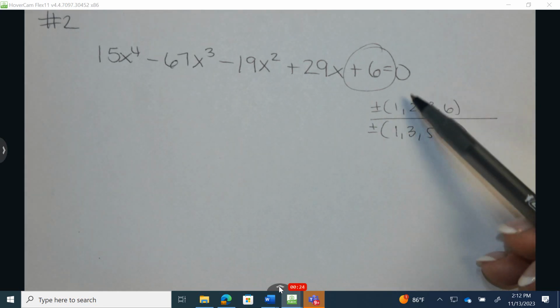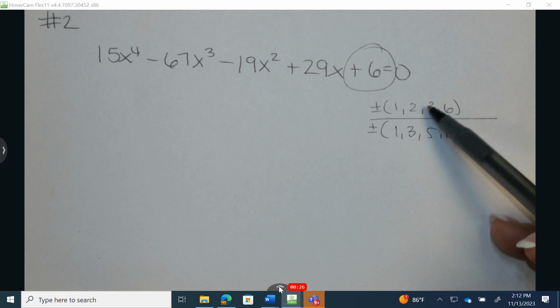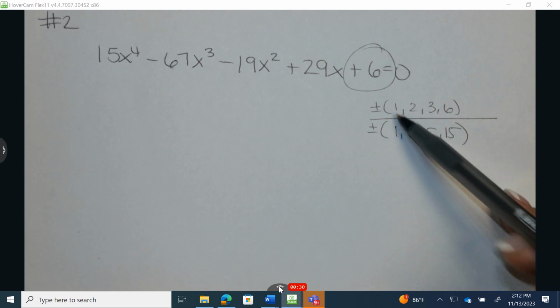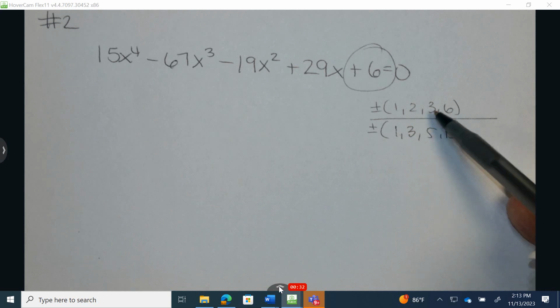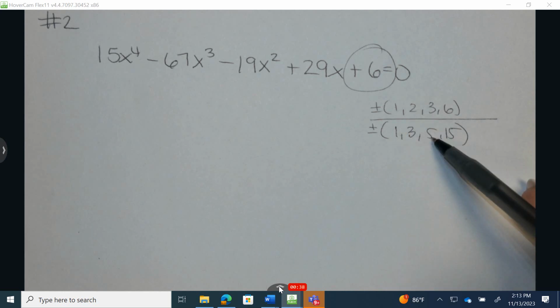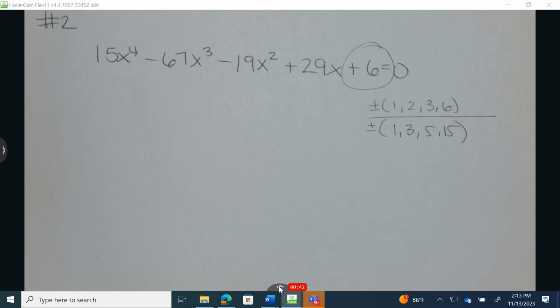If you were asked to list out the possible rational roots, which you will have to do on the test, you'd have plus or minus 1, plus or minus 2, plus or minus 3, plus or minus 6, and then you would change the denominator, so plus or minus 1/3, plus or minus 2/3. We already listed 1, we already listed 2. Plus or minus 1/5, plus or minus 2/5, plus or minus 3/5, plus or minus 6/5. You get the idea.